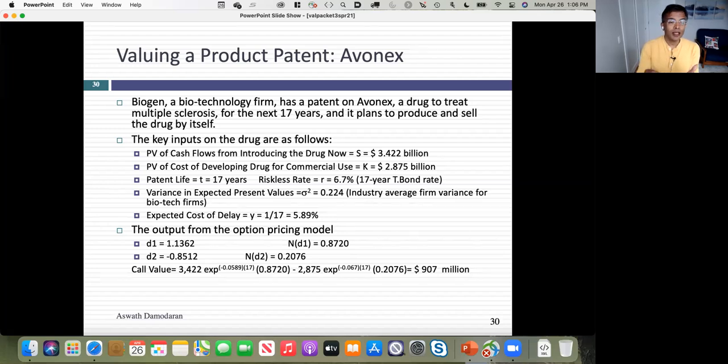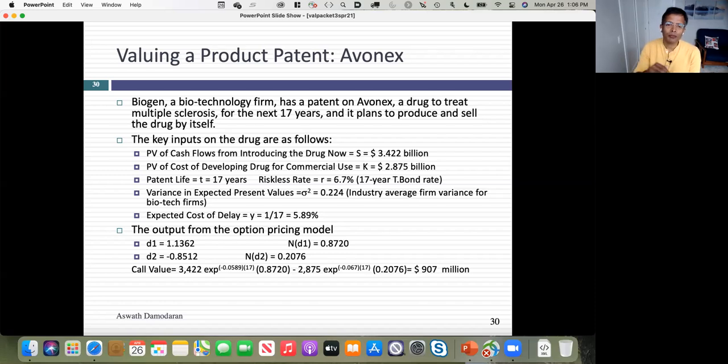Now, they estimated that if they decided to develop Avonex as a drug, it would cost them 2.875 billion right now to do the development. Why? Because they had never manufactured a drug before. They didn't have a sales force. They had to start from scratch. And the cost of doing this would be 2.875 billion.